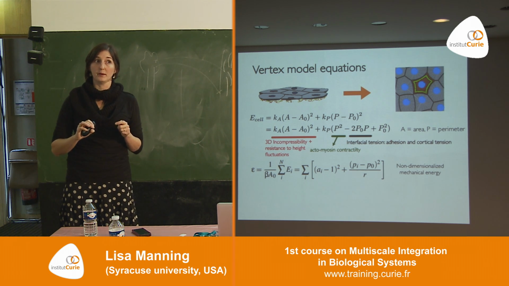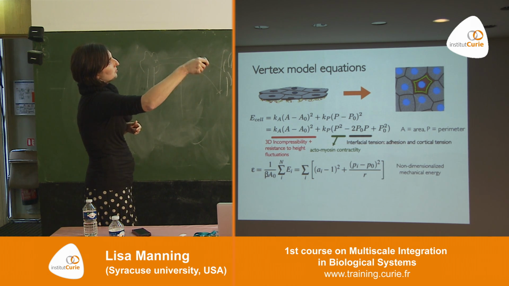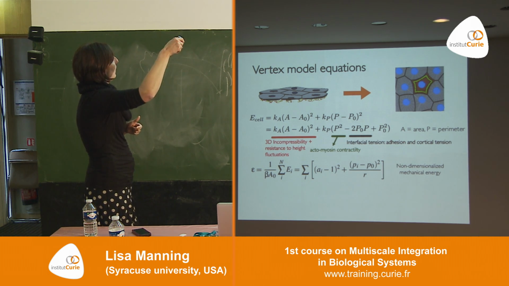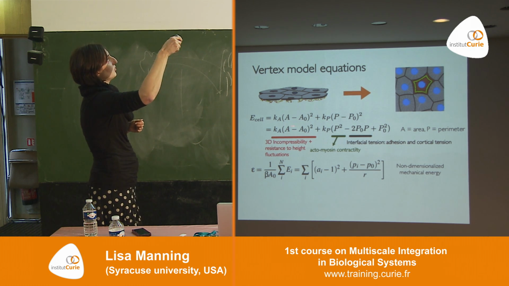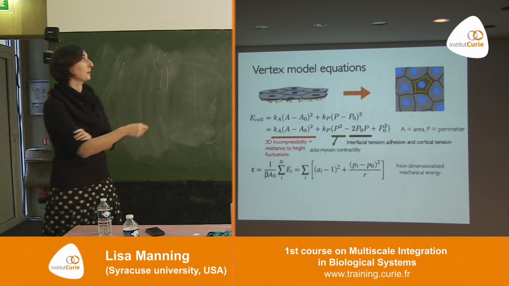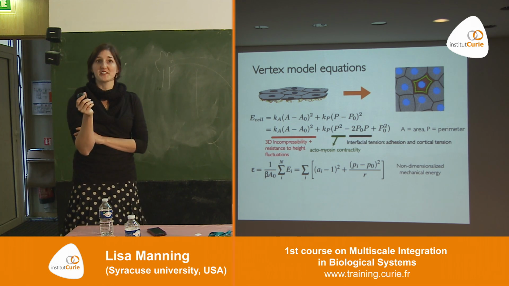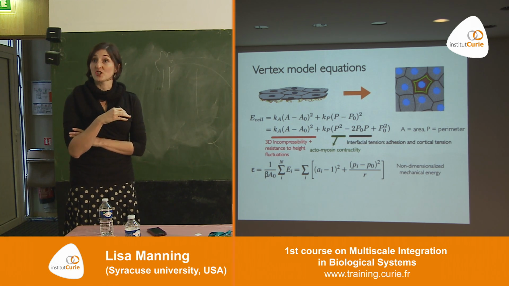It's actually pretty simple, and you can write that down in terms of different features. Interfacial tension, which is a mixture between adhesion and cortical tension. The 3D incompressibility plus resistance to height fluctuation gives you this area conservation term, roughly. Okay, and once I write something like this down, we do what physicists do, which is non-dimensionalize it.